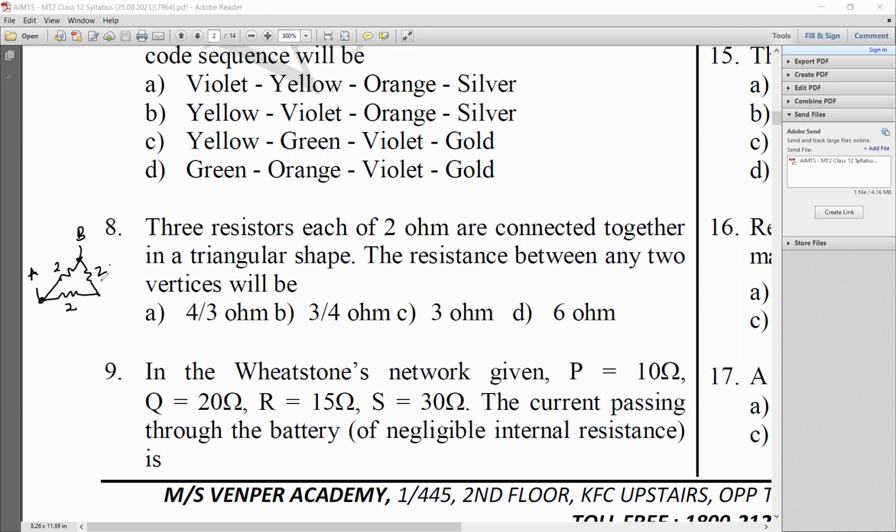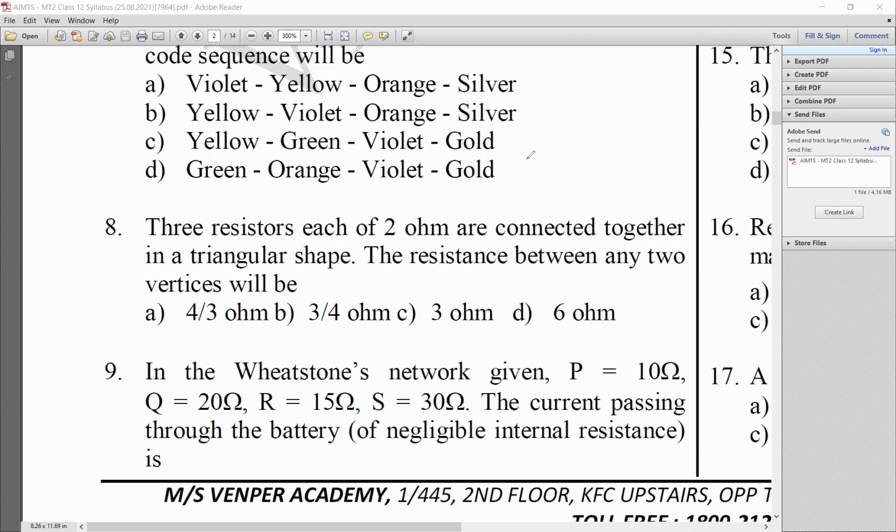So what will happen? 2 plus 2 becomes 4. 4 and 2 will be in parallel. That is 1 by 2 plus 1 by 4, which is into 2 and this is also into 2, so this becomes 3 by 4. Because it is 1 by R equivalent, the answer will be 4 by 3. Option A. Clear? Easy question. These two will be in series, and that will be in parallel with the other. That's all.